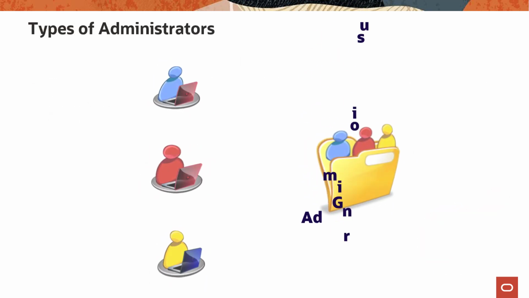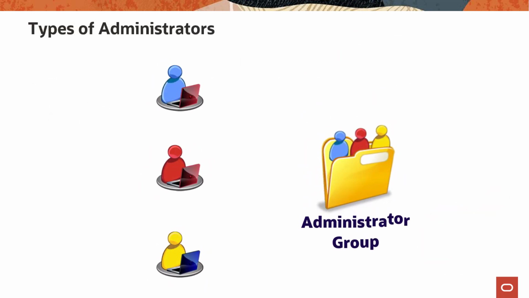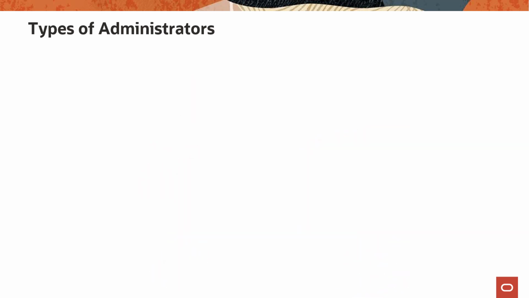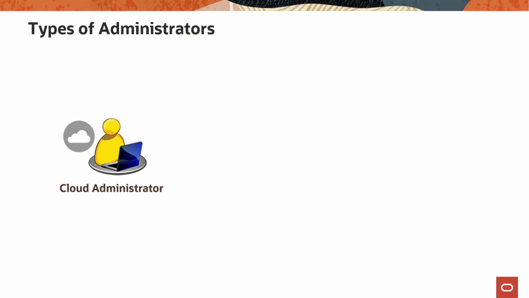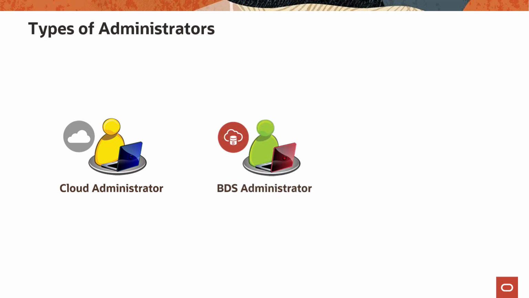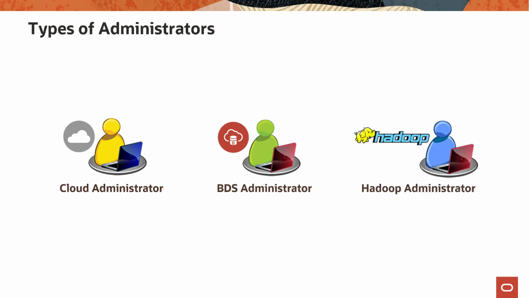You can set up administrator groups and administrator users in several different ways depending on your requirements. In this video, we describe a simple scenario that has three types of administrators. A cloud administrator has full access privileges to all resources in the tenancy, including those used by any other services in the tenancy. A Big Data Service administrator has privileges to manage one or more clusters and the resources associated with them such as groups, users, storage, and so on. A Hadoop cluster administrator has permissions directly on the cluster to perform management operations programmatically.